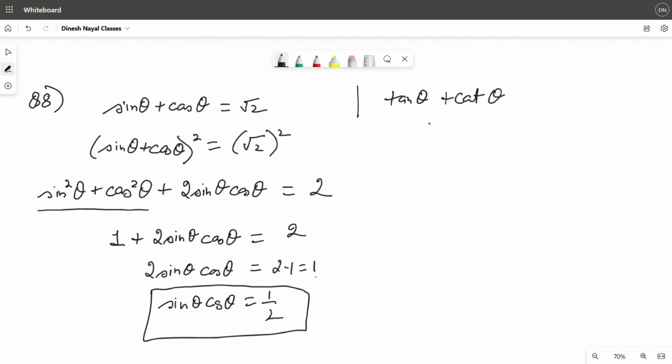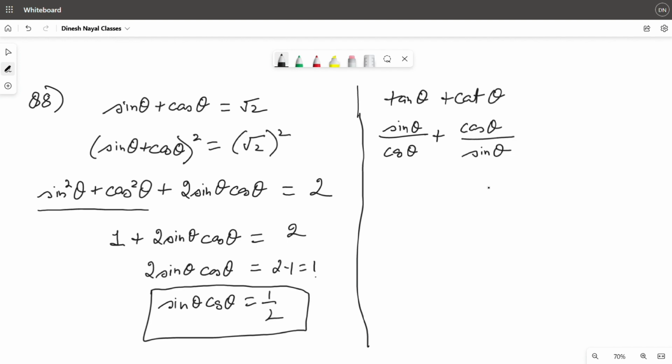So now we know that we can write tan theta as sin theta by cos theta, and cot theta is the inverse of tan. So tan theta is sin theta by cos theta, plus this will be the inverse of tan, so you write cos theta upon sin theta. Now taking the LCM, the LCM will simply be cos theta sin theta.